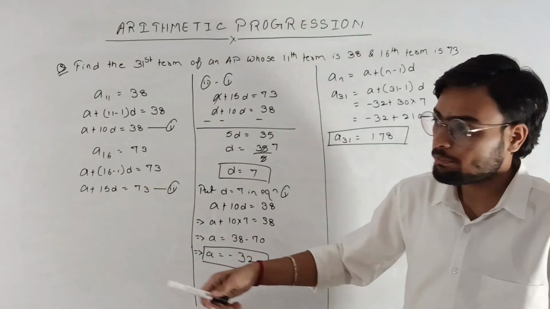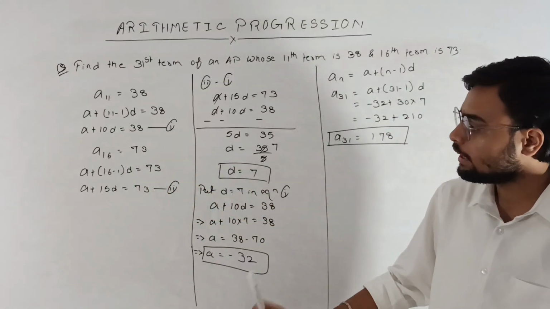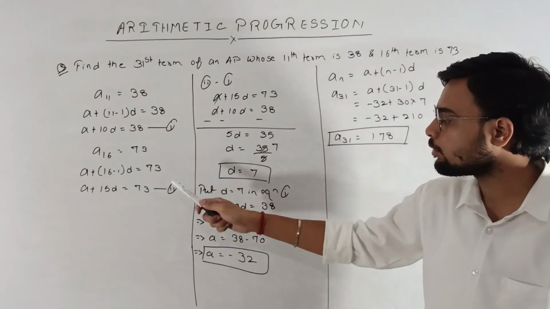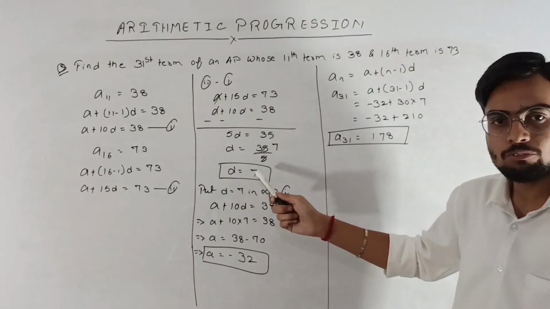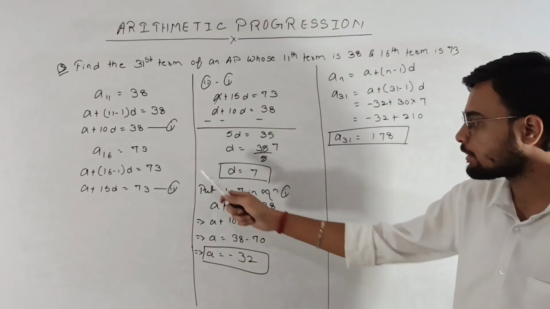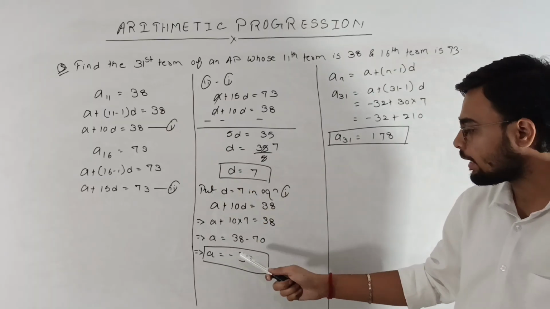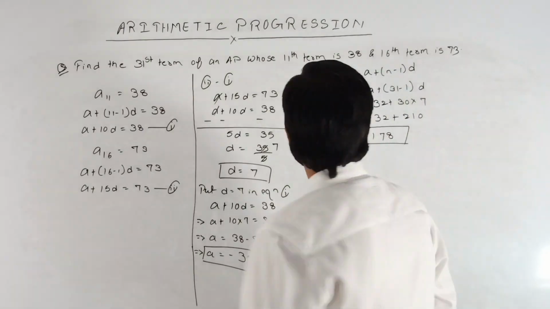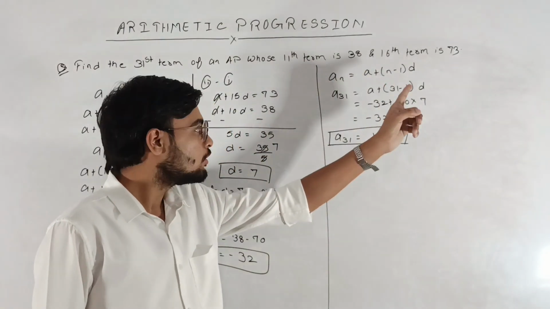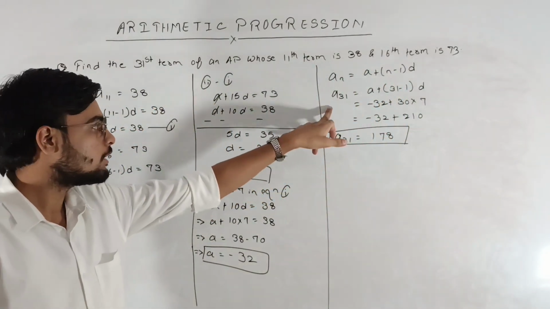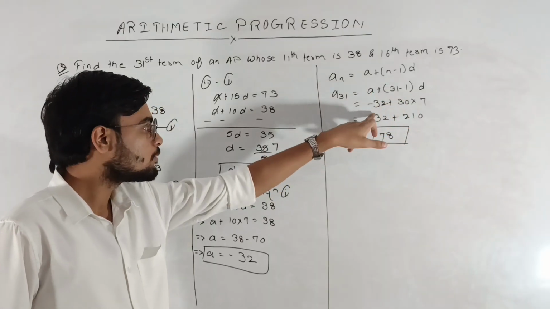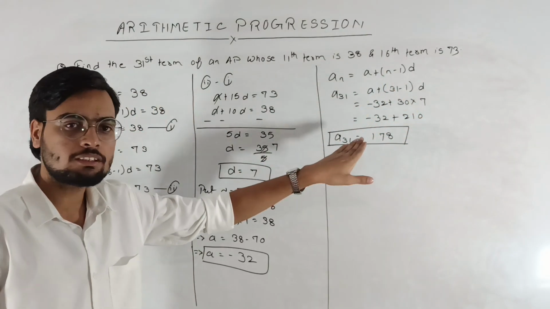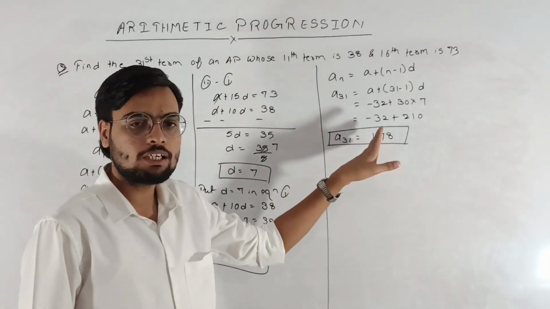Now second thing is given, that is 16th term, which is 73. So from here I get my second equation, that is a plus 15d is equal to 73. Now I subtract equation first from second. Then I get d, which is 7. Now I put this d in equation first. Then I get a, that is minus 32. Now I have both d and a, and then I use the formula of nth term, that is a plus n minus 1 into d, for finding 31st term. So a31 is a plus 31 minus 1 into d. A is minus 32. 31 minus 1 is 30 into d is 7. Now I calculate this, then I get a31, that is 31st term is 178.